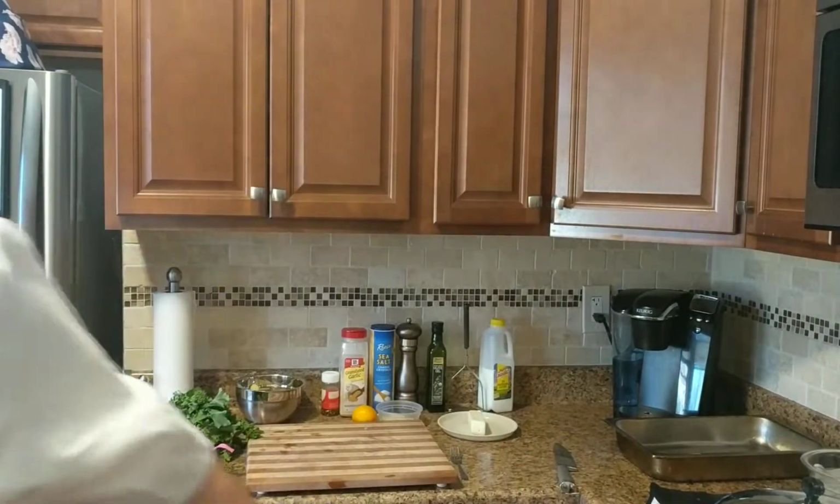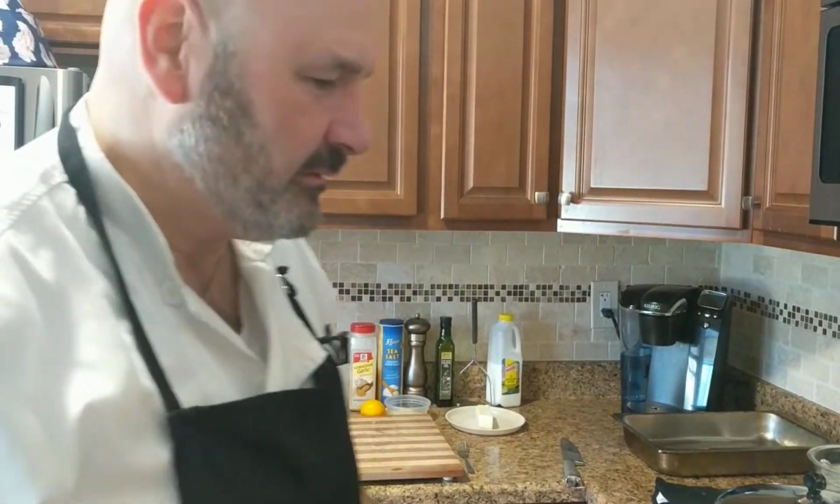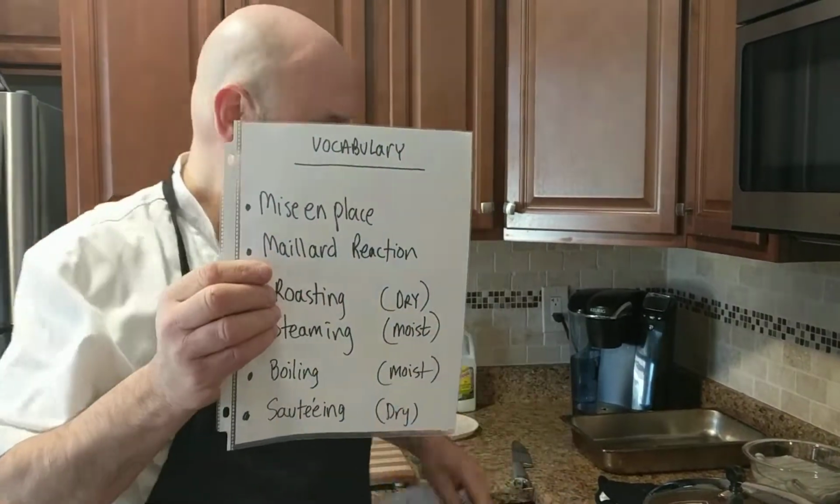Today, we are going to be preparing roasted chicken, steamed broccoli rabe, mashed potatoes. A whole bunch of different cooking methods. I have some vocab for you. So right now, here's the vocab.